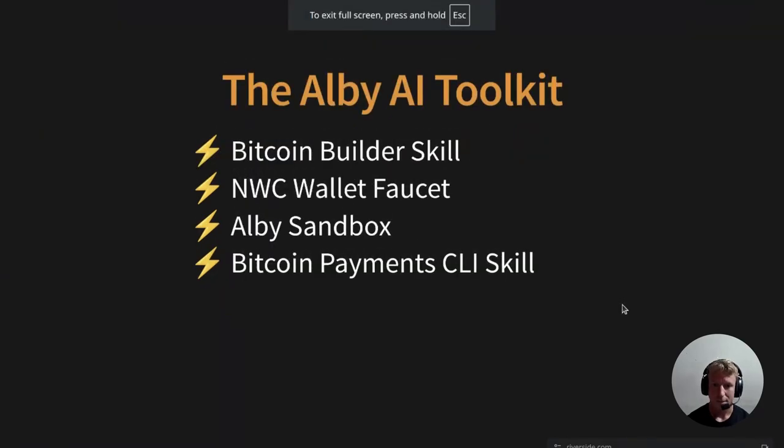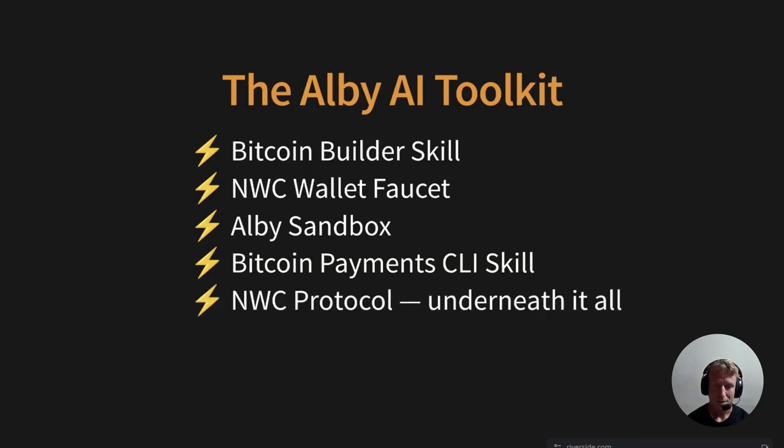Next, not completely developer focused, but we can also give agents access to a Lightning wallet and be able to send and receive payments on your behalf. So this is where another AI agent skill comes in handy. And we can go over this one.